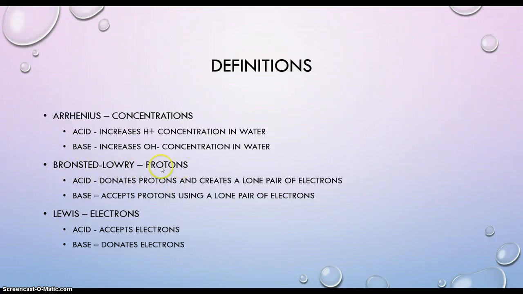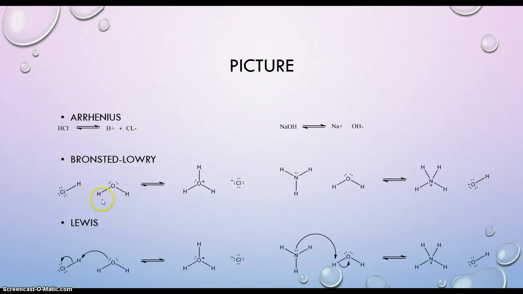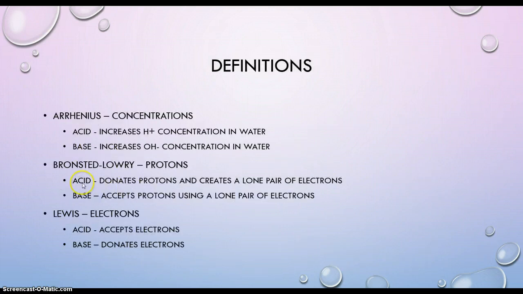With the Bronsted-Lowry, you're going to be looking at protons. What happens here is that not all molecules increase the hydrogen concentration or increase the OH concentration directly. So what if we put in something like ammonia? Ammonia doesn't have any OHs on it, yet it still is a basic compound. So the important thing with Bronsted-Lowry is that it either donates or accepts protons.